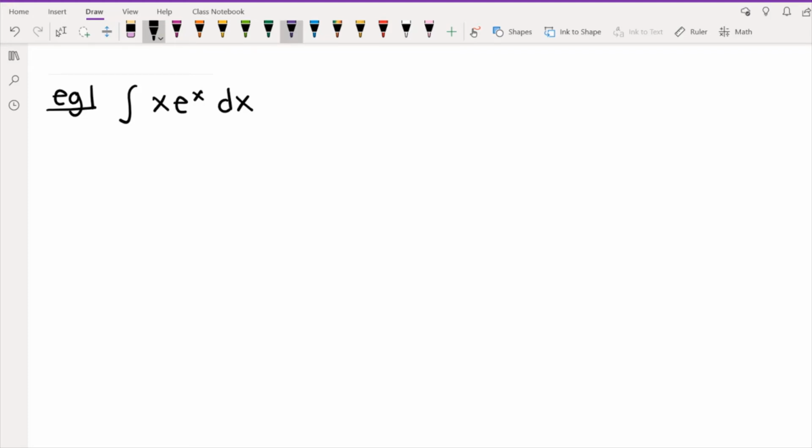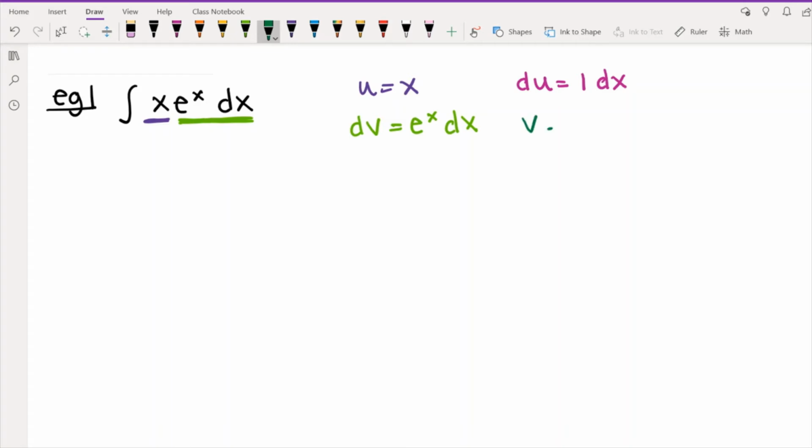So we're going to let u equal x, and we're going to let dv equal e to the x dx. So I should do this, right? It's this whole thing. And so that means that du is equal to 1 dx, because du/dx, the derivative of u with respect to x, is equal to 1. And then what about dv? Well, when we take the antiderivative, we get v is equal to e to the x.